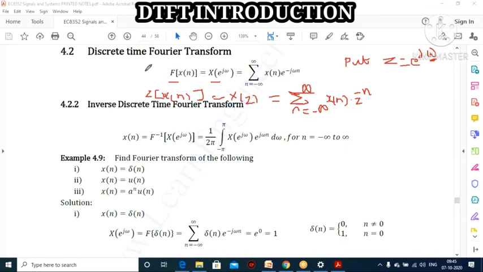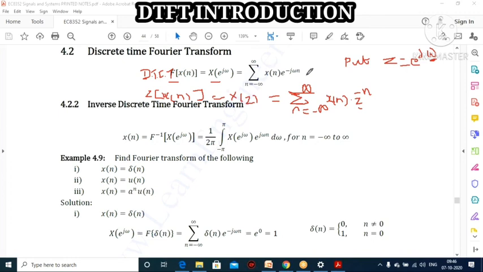Now the DTFT of x of n, what is the condition? Once you know this formula, you just substitute z equal to e power j omega here. So X of e power j omega equals summation n equal to minus infinity to infinity x of n, and instead of z I substitute e power j omega. Since we already have the minus, I put e to the power of minus j omega n. That's it. So the only change in notation is z equal to e power j omega.